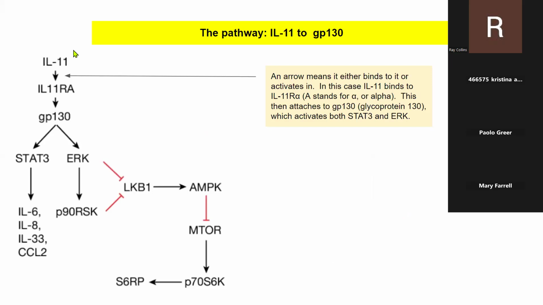So interleukin 11 binds with interleukin 11 RA, which binds to GP130. And these are all different proteins. And these arrows mean that when it binds, it activates it. So as you come down this, you can see it has this complex interaction with all these other proteins. And this mTOR is actually a protein complex, and we'll get to that in a while. But these other things are just proteins.